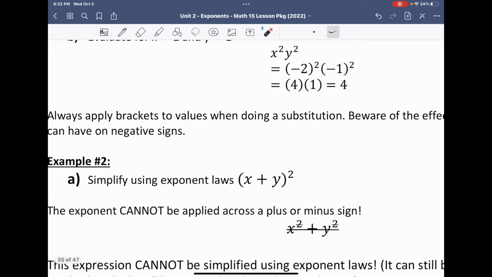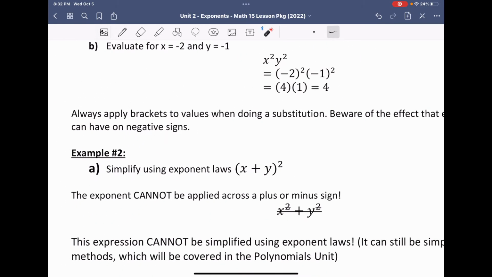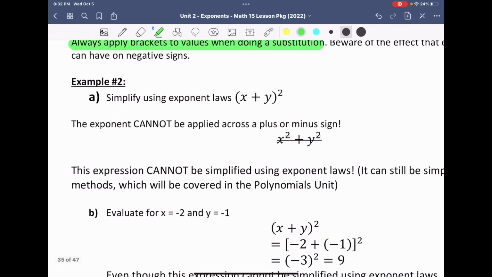All right, now we look at example 2 here. Before we go into example 2, I just want to make sure that this note is very apparent. We always want to apply our brackets when doing substitution. The reason is we want to be really careful of when there's signs involved, the negatives versus positive. When is it negative and positive? It's going to be really important to include our brackets here. So let's go on to example 2.